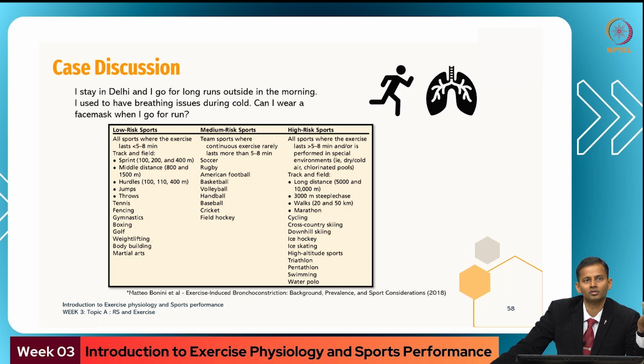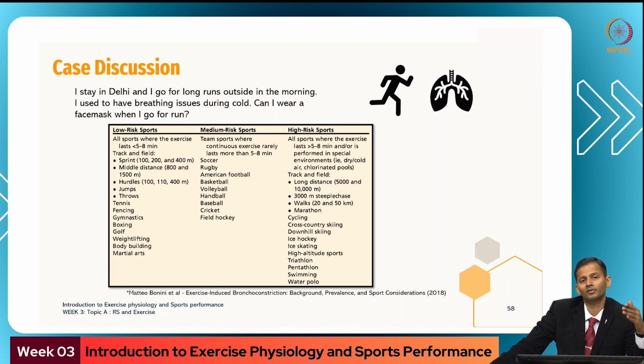So that's low risk sports, like jumps or throws or even sprints, which are 100 meters, 200 meters, just completed in less than a minute. So these are low risk sports. Medium risk sports are sports like soccer, rugby, where you have a certain amount of change in the intensity, and you can have scope for change in the exposure level as well.